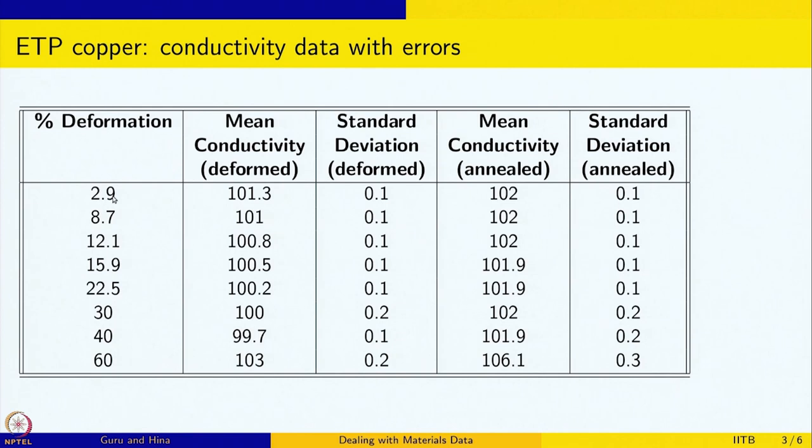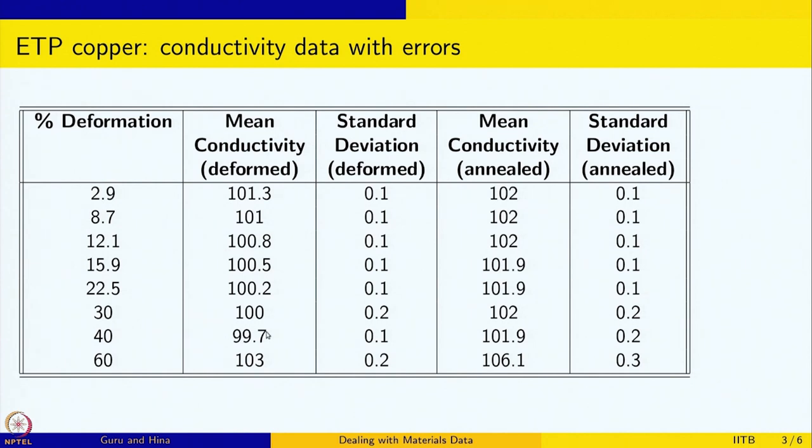You deform by 2.9%, you make 20 measurements, get these quantities, anneal the sample, make another 20 measurements and get these values. So, this is the data that is there, and it is stored as a CSV file, which is what we are going to load and use. And as you can see, the mean conductivity of deformed samples is decreasing, and the annealed sample remains more or less constant. And there is large conductivity that is reported for 60% deformed samples in both the deformed state and the annealed state as compared to the other values.